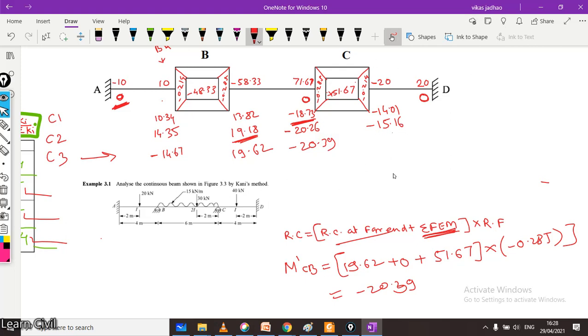Similarly you can calculate for CD. I'll just directly write down the value. This will be minus 15.25. Okay, you can see here again we are having some small difference between these two values. So still we haven't received our final solution.